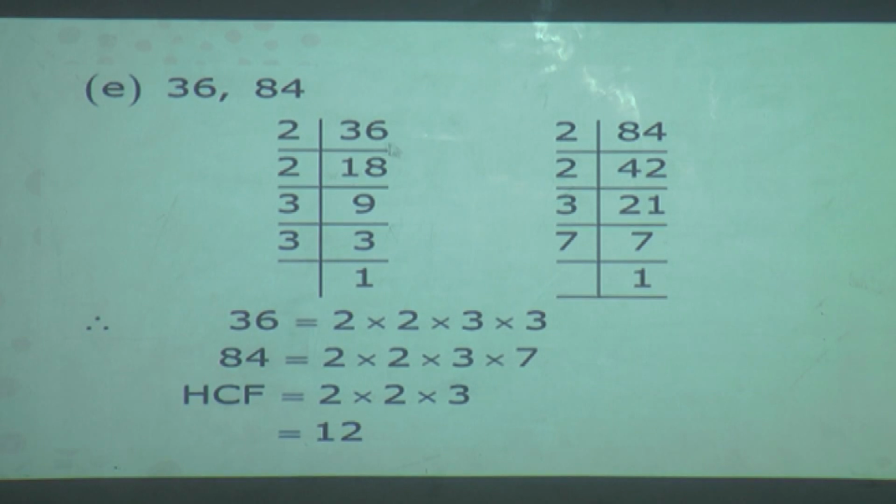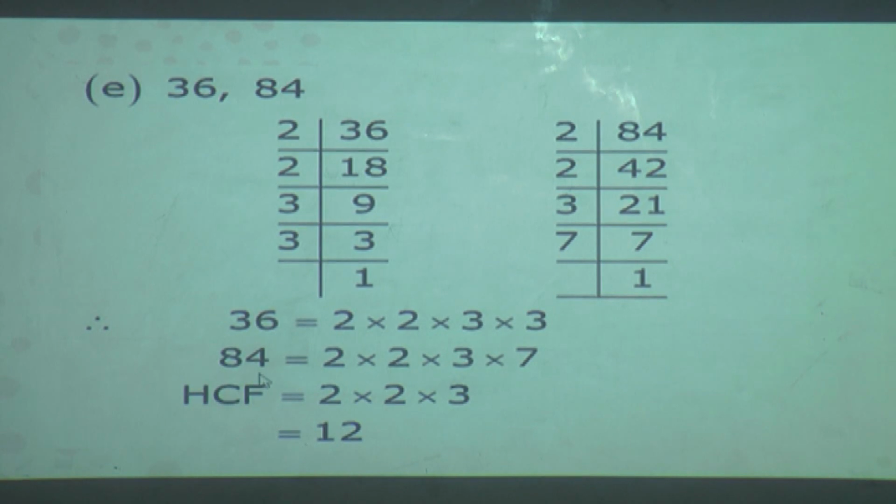Now we have 18, which is divisible by 2. So 2 9s are 18. 9 is divisible by 3. So 3 3s are 9. And 3 is divisible by 3. So 3 1s are 3. Now we got the prime factors of 36 as 2 into 2 into 3 into 3, after finding the prime factors by division method.